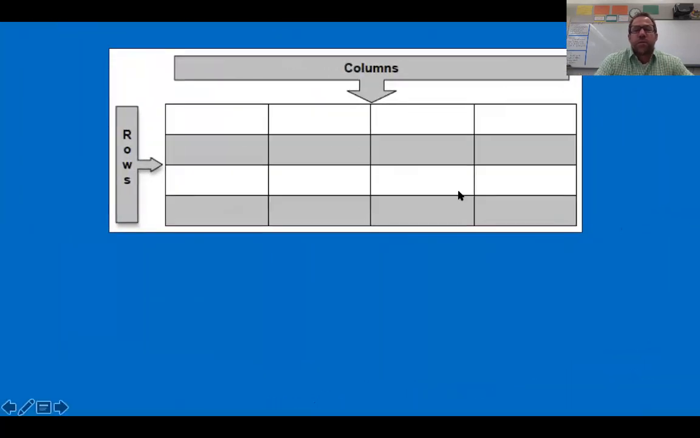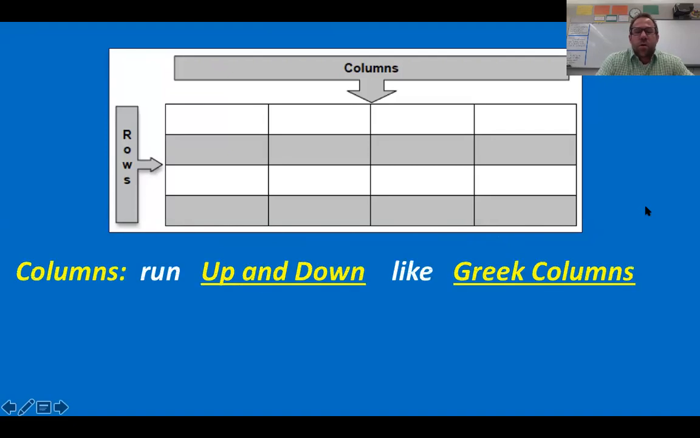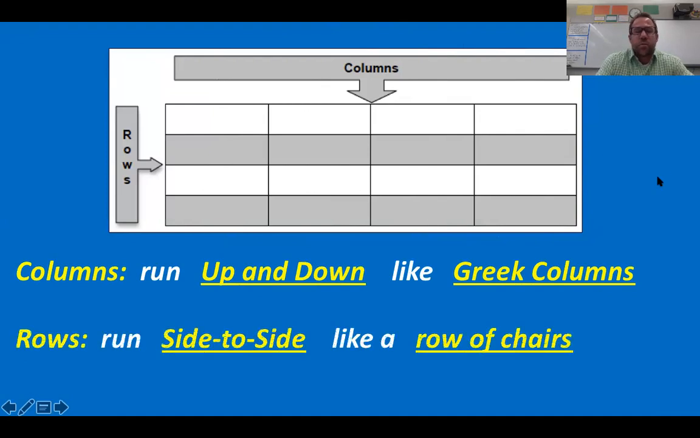Now let's talk about this kind of spreadsheet chart. You have columns and rows. The columns run up and down, like Greek columns. I'm sorry, I think I just said the rows, those are the columns. And then the rows go side to side, like a row of chairs. These are the rows going side to side.